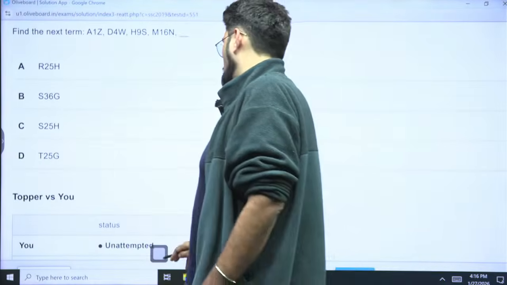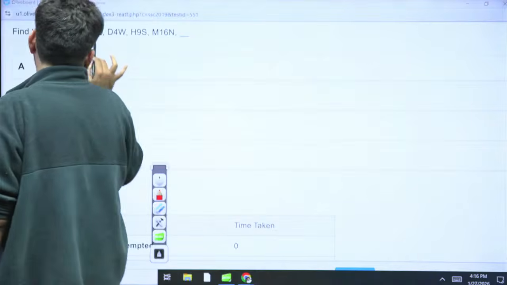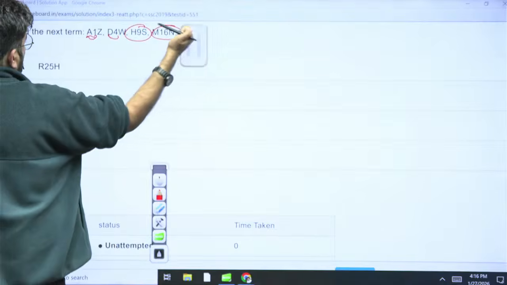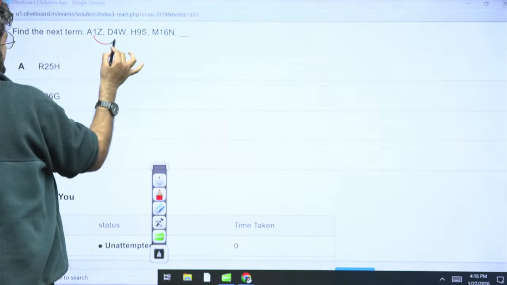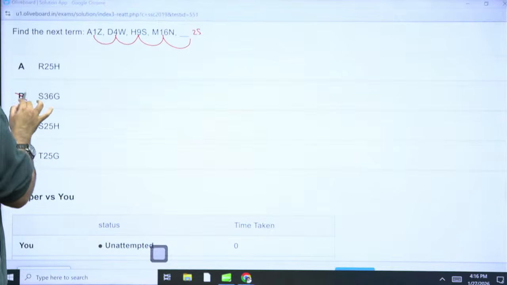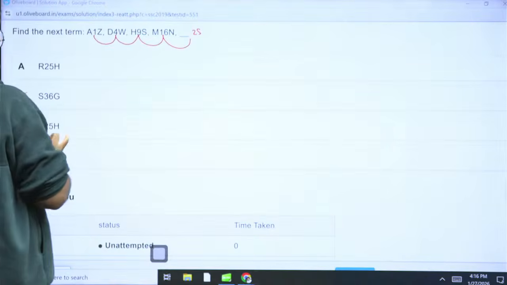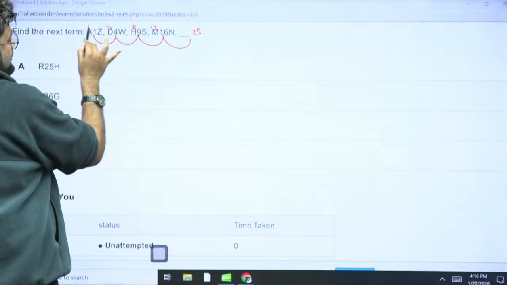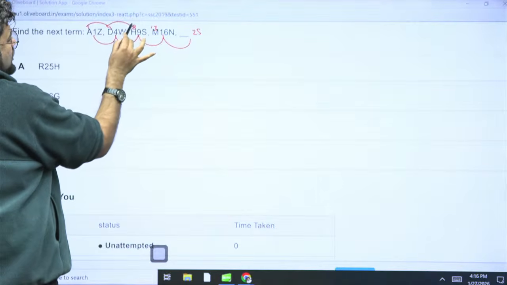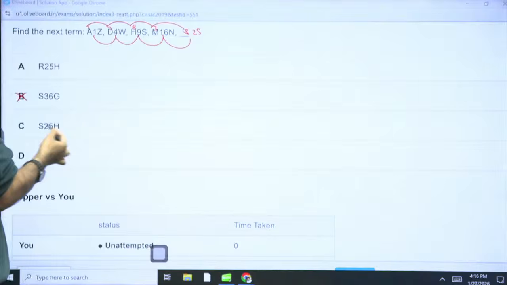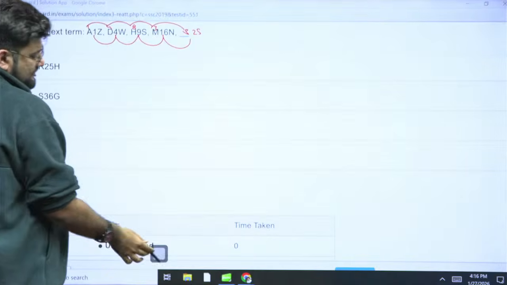Now for a while you might feel that these numbers are related to the first letter, but it will be clear that they are not. If you look at the numbers alone, 1 square, 2 square, 3 square, 4 square, the next number in between is 5 square. So this is gone. And the first letter is what? 1, 4, 8, 13. So what is happening? Plus 3, plus 4, plus 5. So plus 6 is 19. That is S. We are going to start with S25, only option C is the correct answer.